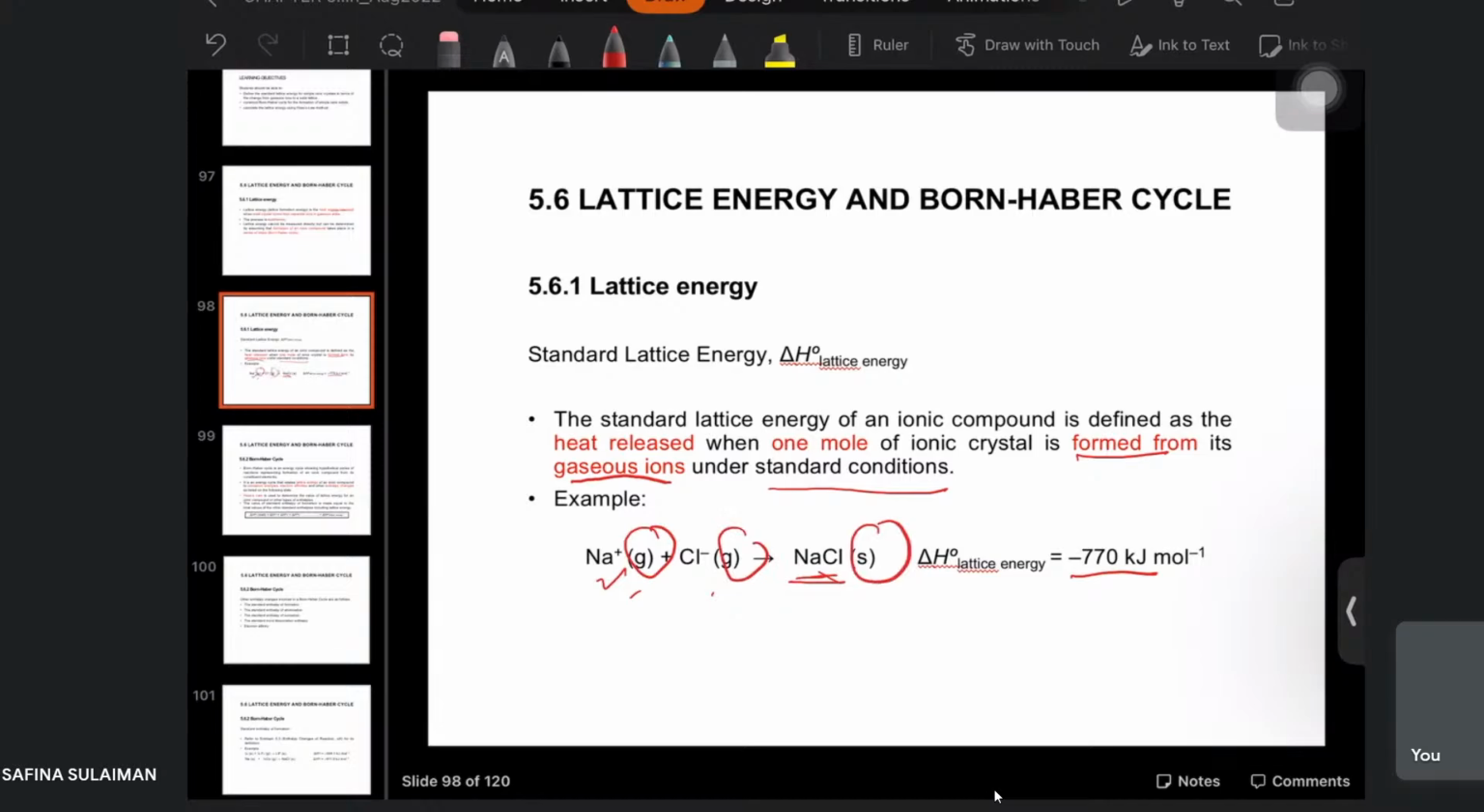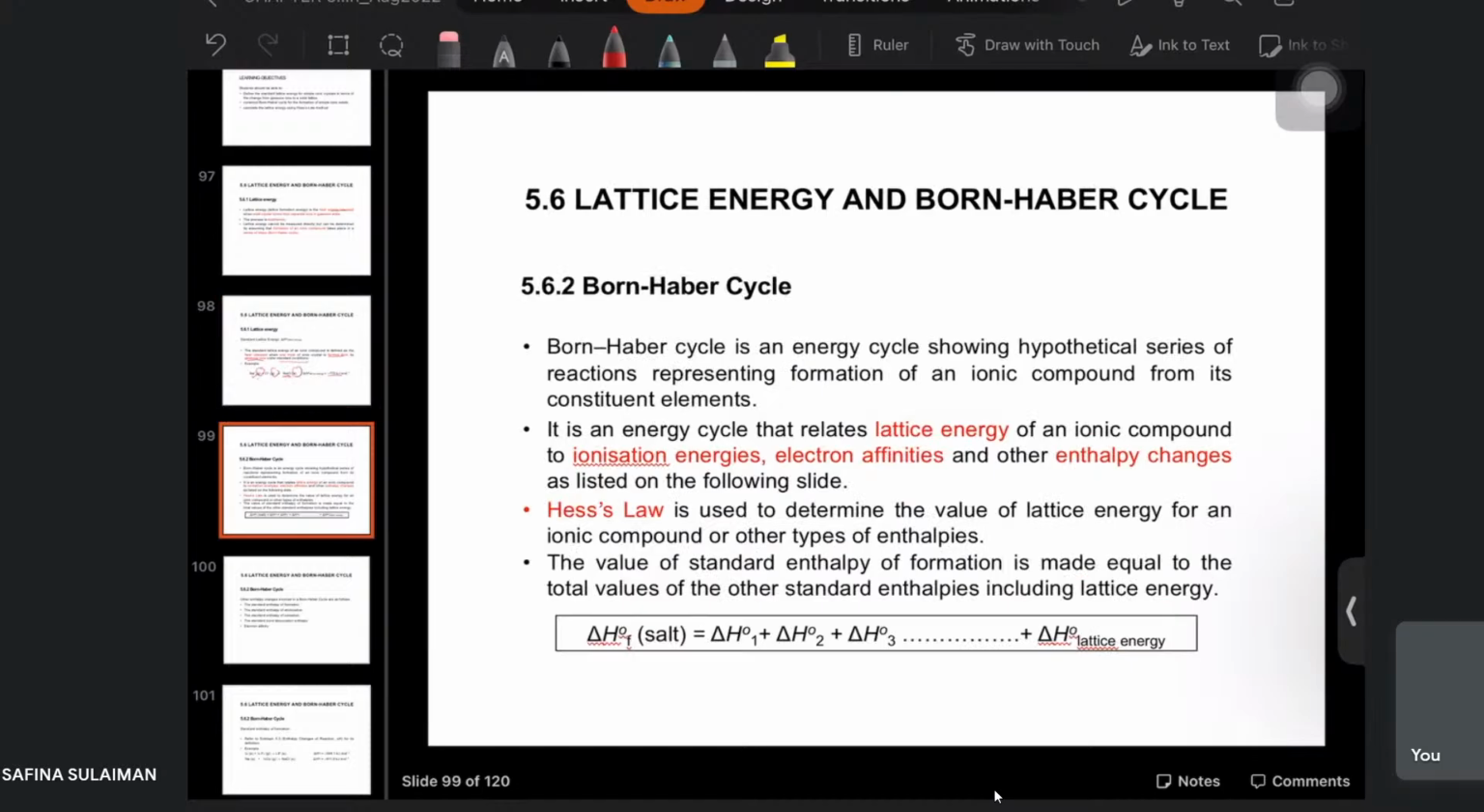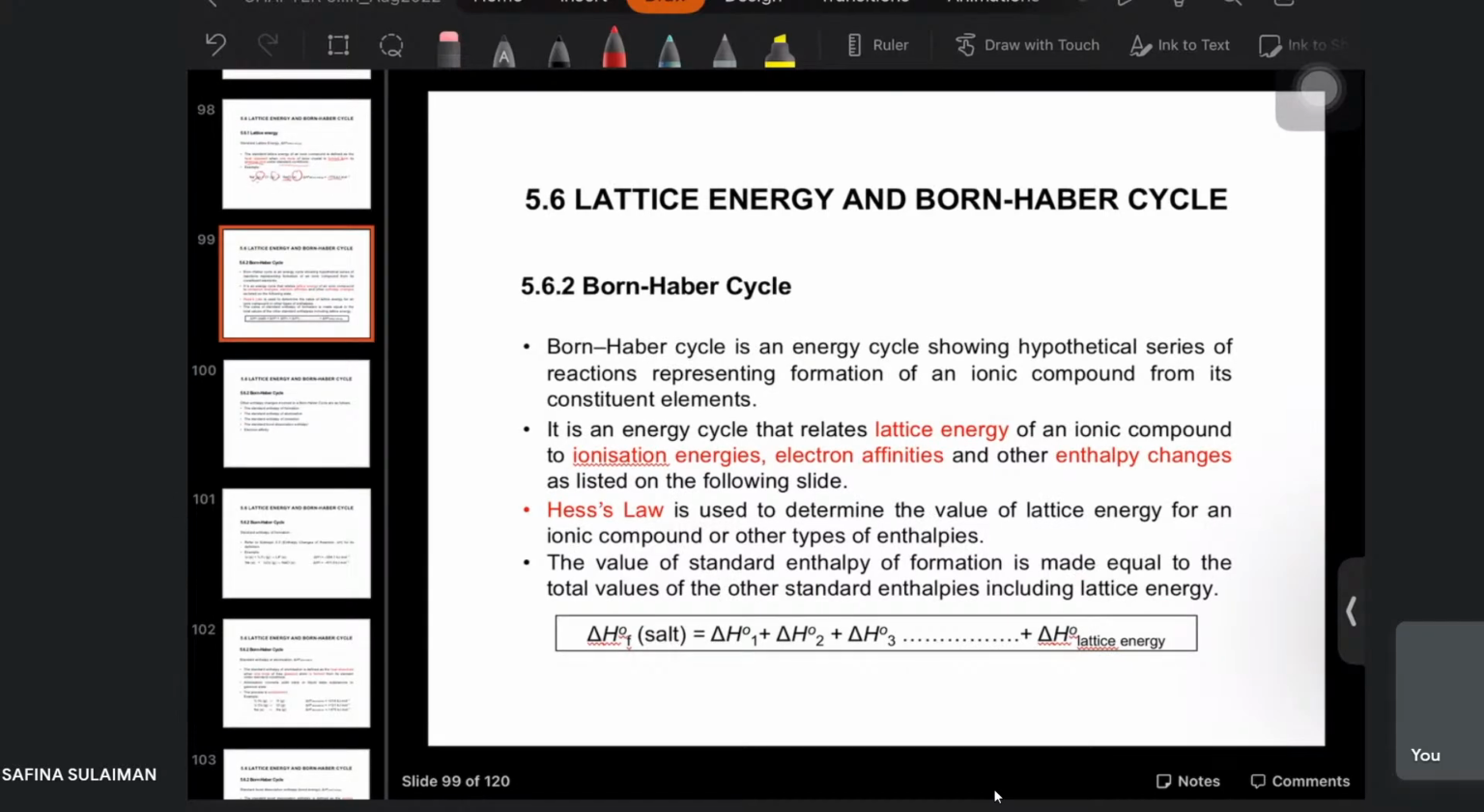Okay, so what is the Born-Haber cycle? It's the energy cycle showing the hypothetical series of reactions representing formation of an ionic compound from its constituent elements. It is an energy cycle that relates the lattice energy of an ionic compound to ionization, electron affinity and other enthalpy changes as listed on the following slide. So Hess law is used to determine the value of lattice energy for an ionic compound or other types of enthalpies, and the value of standard enthalpy of formation is made equal to the total values of the other standard enthalpy including the lattice energy.